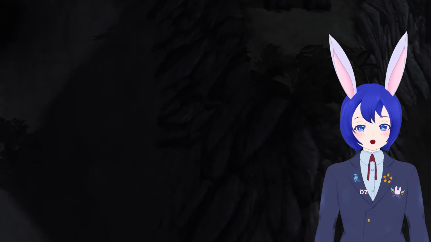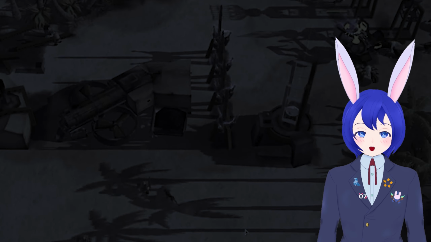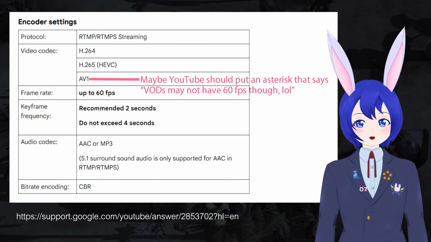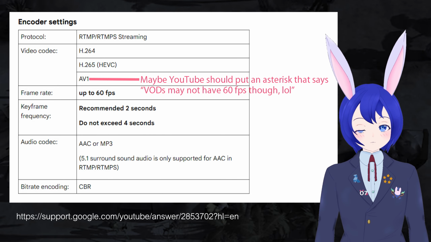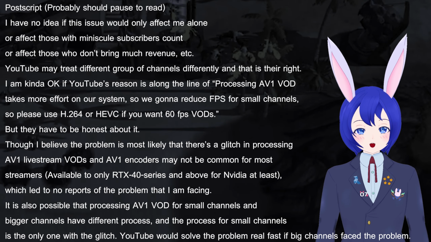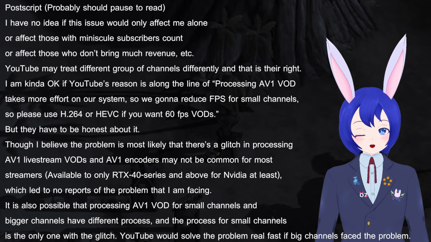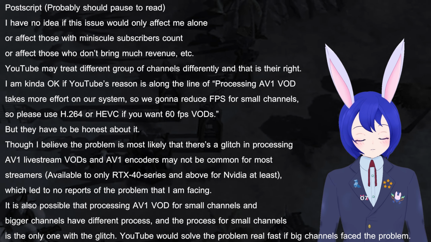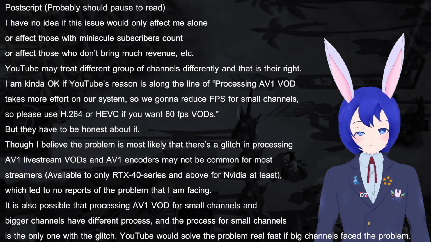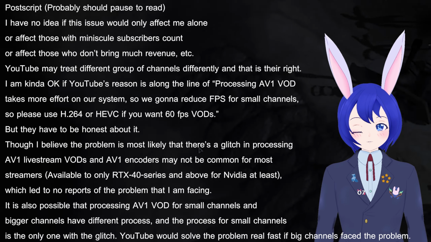So there you have it. Based on my taste, streaming with any kind of AV1 is probably not a good idea if you are concerned about your VOD quality. This also means that, due to YouTube's general lack of transparency, you will not notice the problem if you have not checked your own VODs. I have no idea if YouTube has realized or identified this problem, so you're welcome, YouTube.